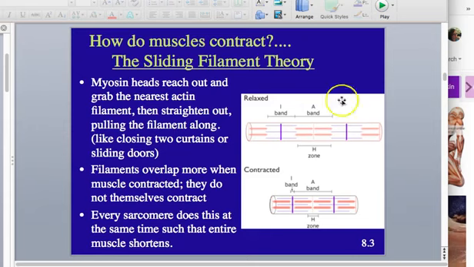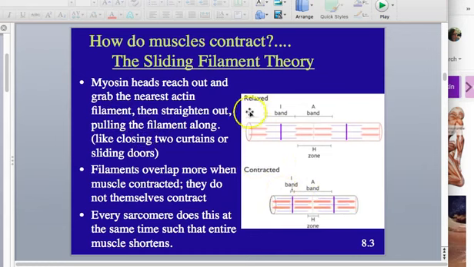Okay, so what's happening? The overall action here is that you have this sarcomere going from one side of the band to another. When the myosin heads, which is this part, reach out, they grab the actin and then they pull them together, kind of like sliding glass doors, or like curtains, and they pull together and the whole thing contracts.